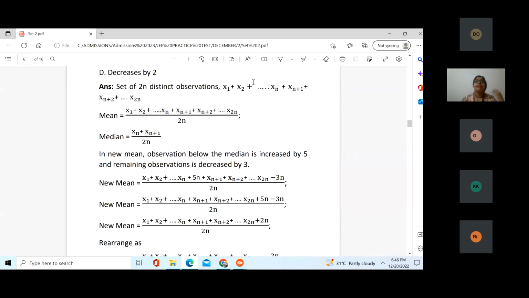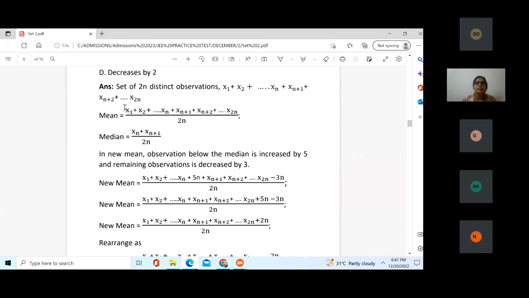Now I need to find the median. For finding the median, I need the mean. So what will be the mean? All these values divided by the number of observations, 2n. Now, how to find the median? We can find the median as the average of xn and xn plus 1. This is the basic part of the question, which we understood. Now we are moving to the second part of the question.